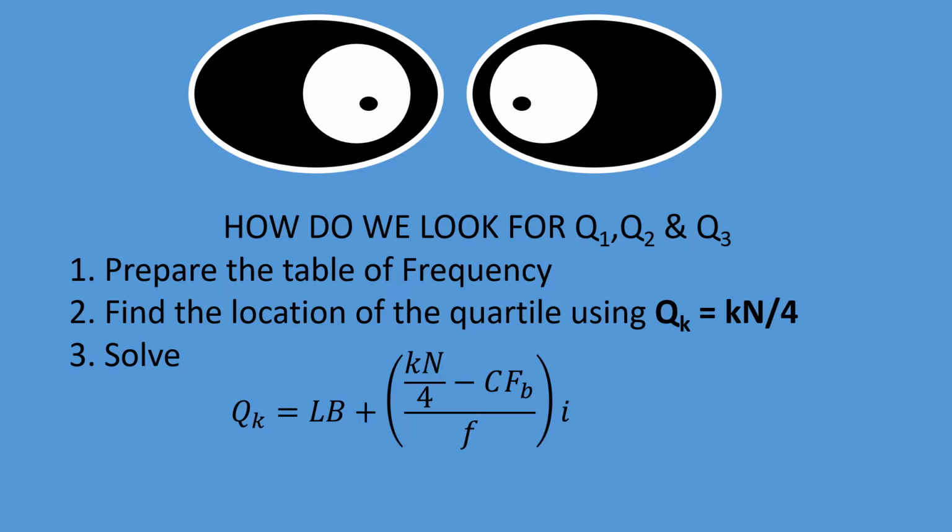How do we look for the quartiles? This will also be the same as looking for the deciles and the percentiles. First, you prepare your table of frequency. Number 2, you find the location of the quartile, decile, or percentile that you're looking for. And then you solve using the formula.